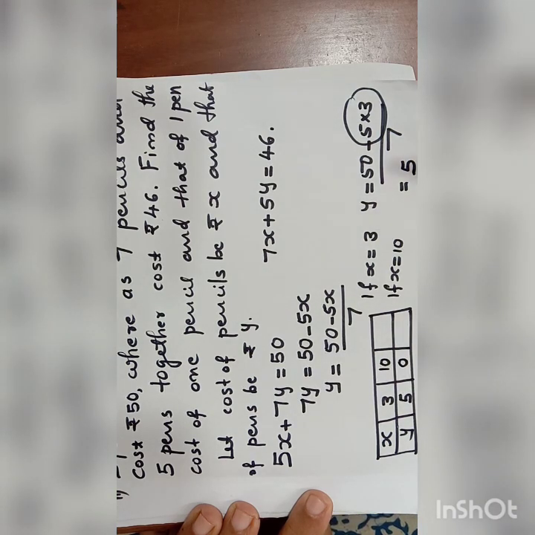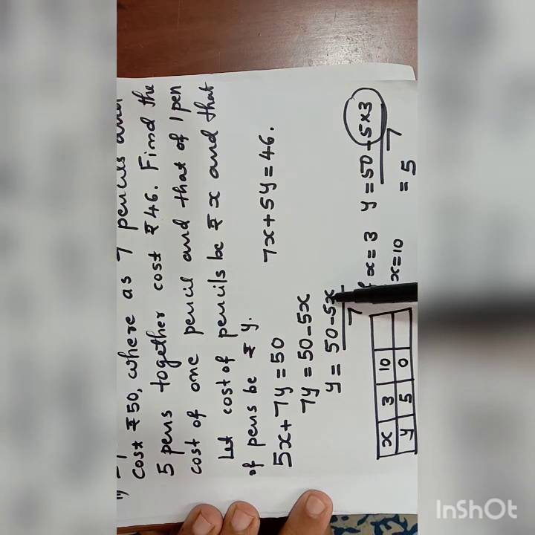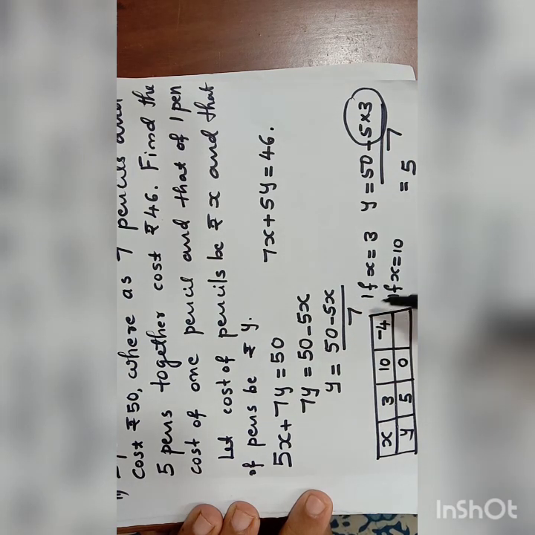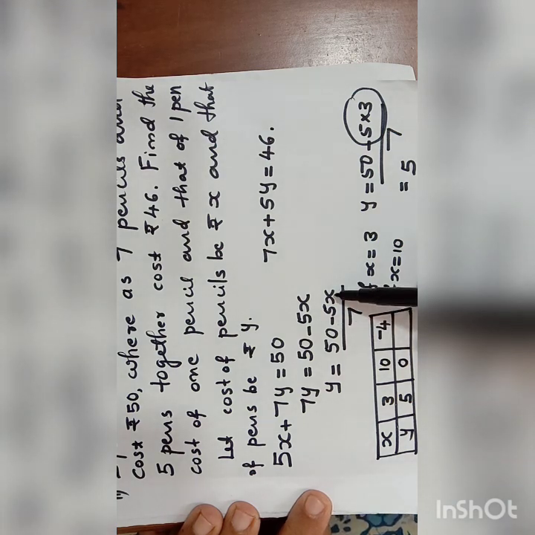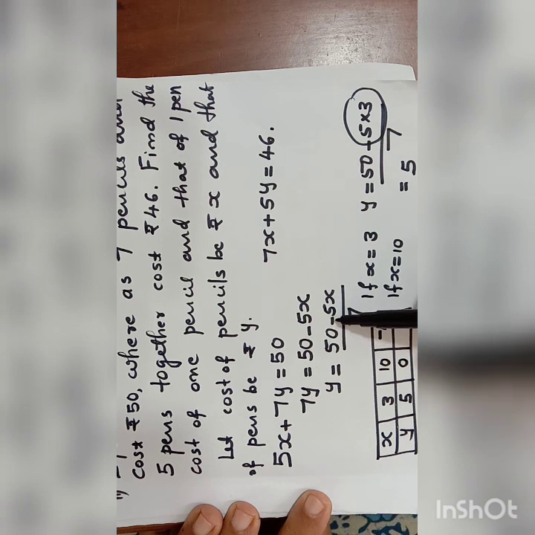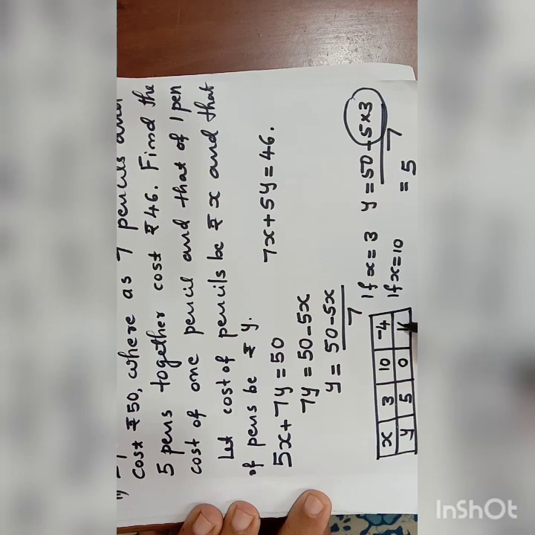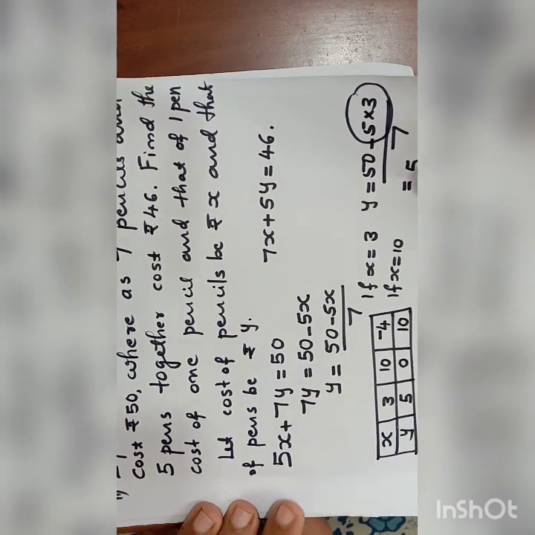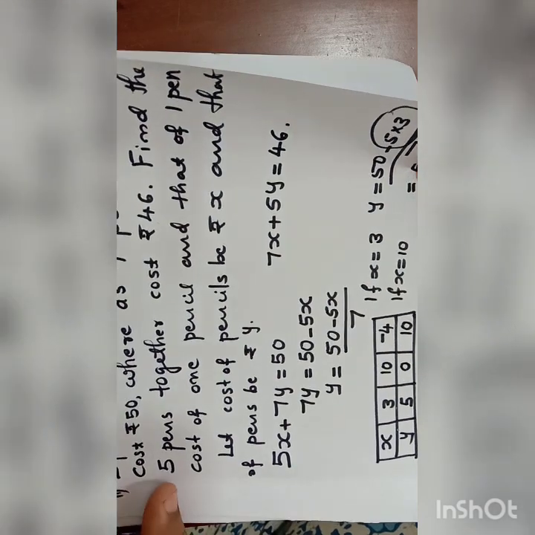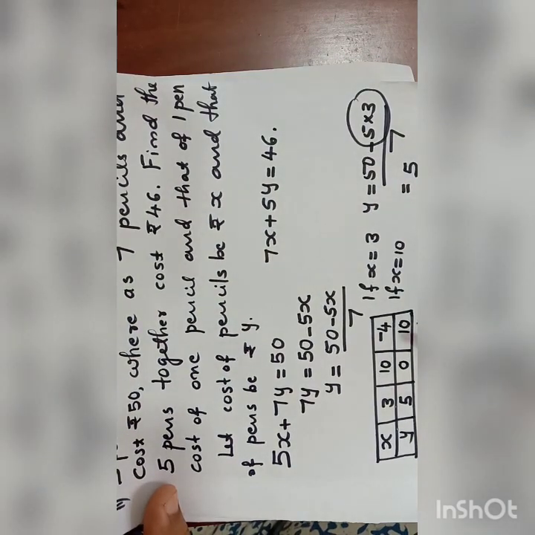Now let us take a negative number. Negative 4, if I take. What happens if I take negative 4? Negative 4 into negative 5 is positive 20. 5 4s are 20, positive 20. 20 plus 50 will be 70. 70 by 7 will be 10. This is how we get 3 values. When x is equal to negative 4, we have 10. If x is equal to 10, we have 0. If x is equal to 3, we have 5.